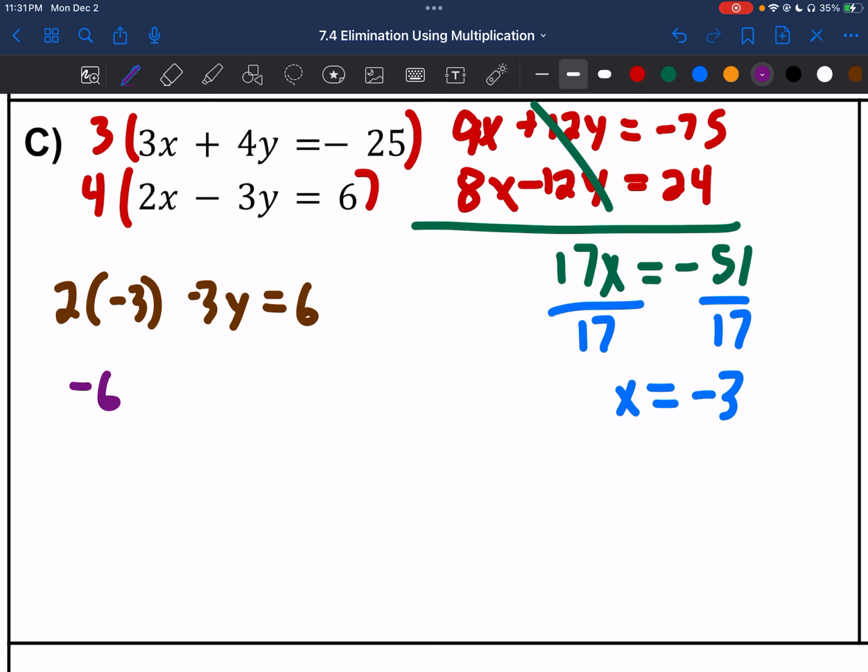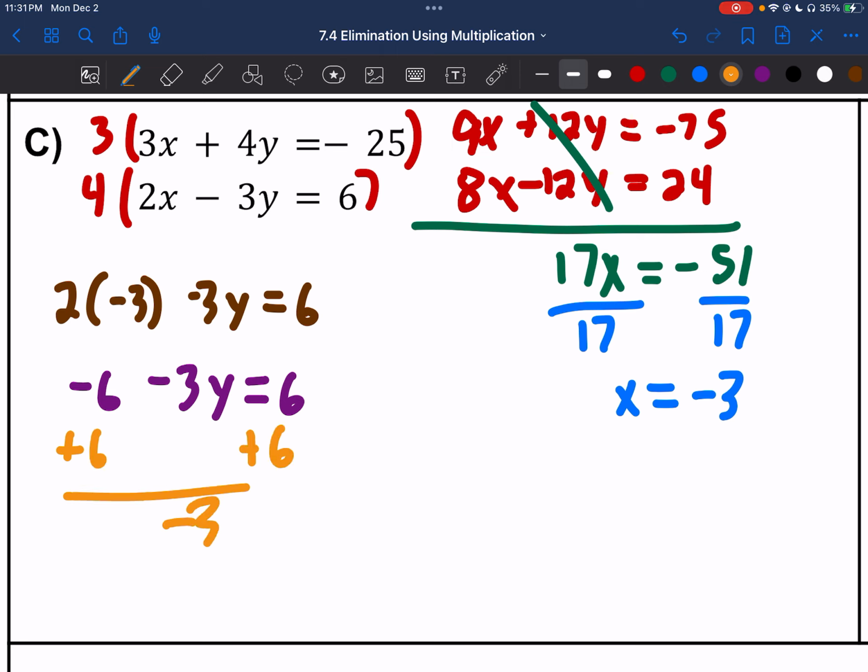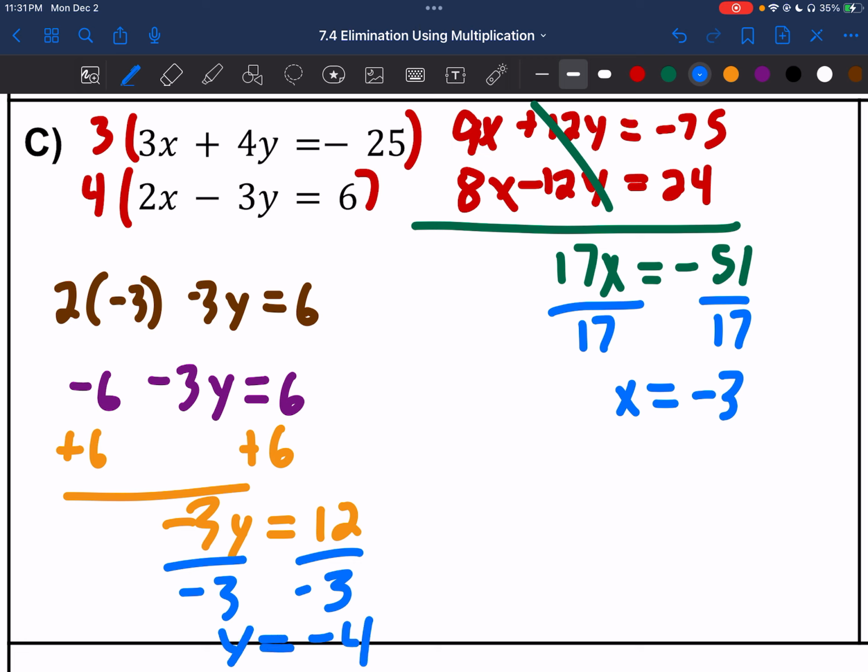Negative 6 minus 3y equals 6. Add the 6 to both sides. Negative 3y is equal to 12. And then when I divide by negative 3, I get that y is equal to negative 4. So my ordered pair is negative 3, negative 4.